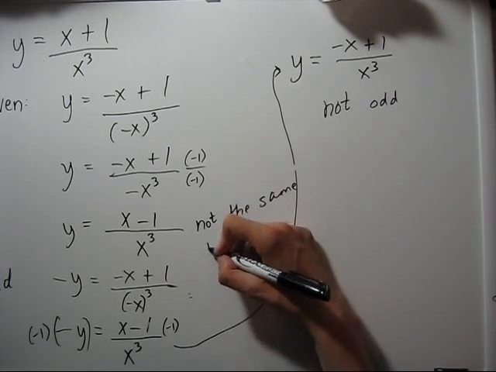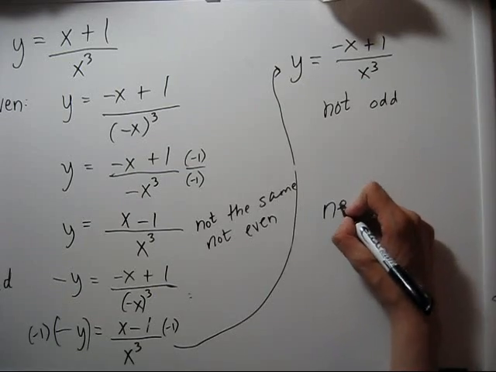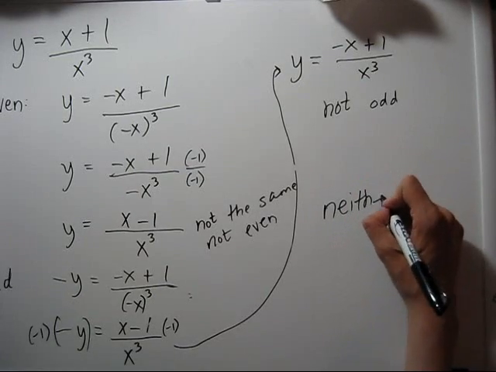Well, we're not even and we're not odd, so this one is neither. It doesn't have either of those symmetries.